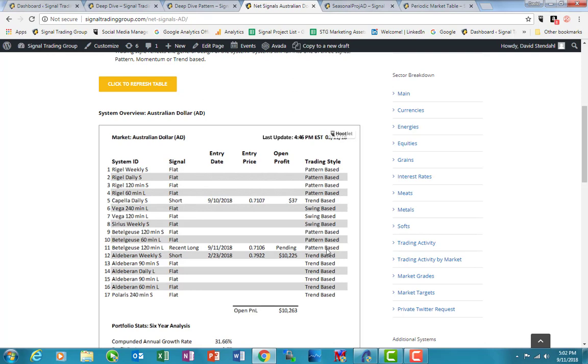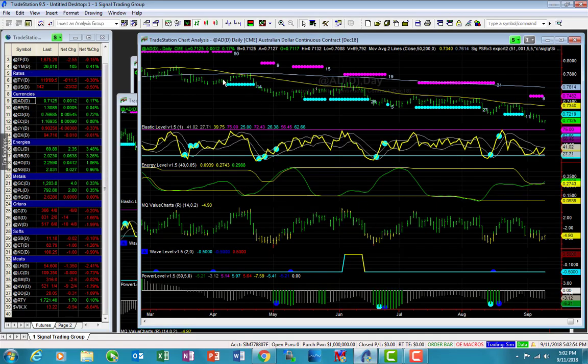Just understand the reason that we post what the trading style is, so that you get a feel for what's actually taking place in relationship to some of the other trade positions we have out there. So let's take a look at the Australian dollar, and you'll see obviously a strong bearish trend, lower lows, lower highs, and we have this on daily bars.